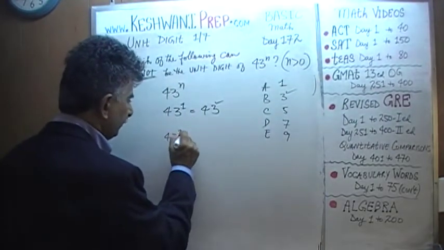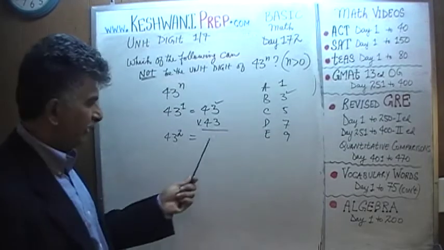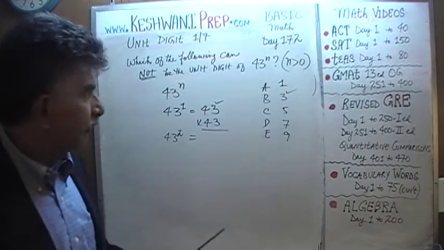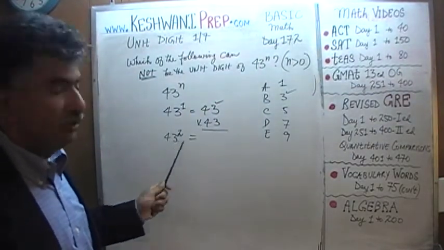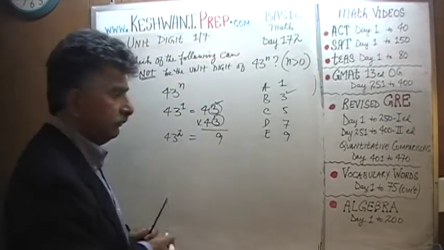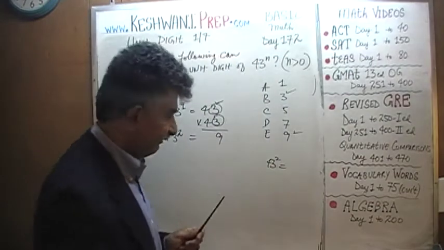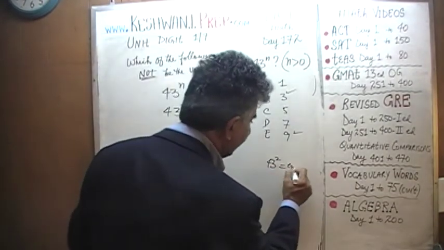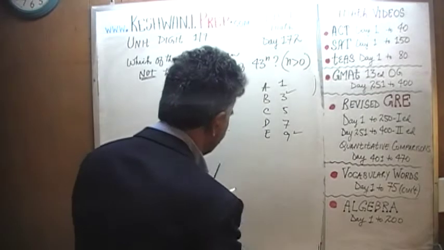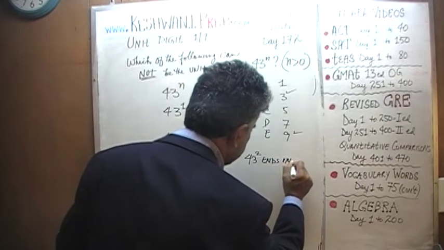Let's do 43 raised to 2. 43 raised to 2 is simply 43 times 43. We don't have to waste our time doing the whole thing. We're not really interested in what 43 times 43 is. We are only interested in knowing what the unit digit of 43 to the second power is. 43 raised to the second power will have a unit digit of 3 times 3, 9. That is the fact: 43 raised to 2 ends in 9. Let's continue.